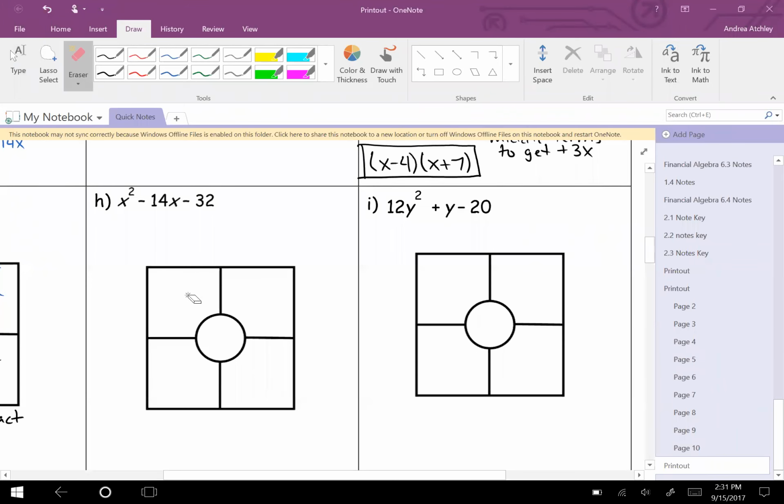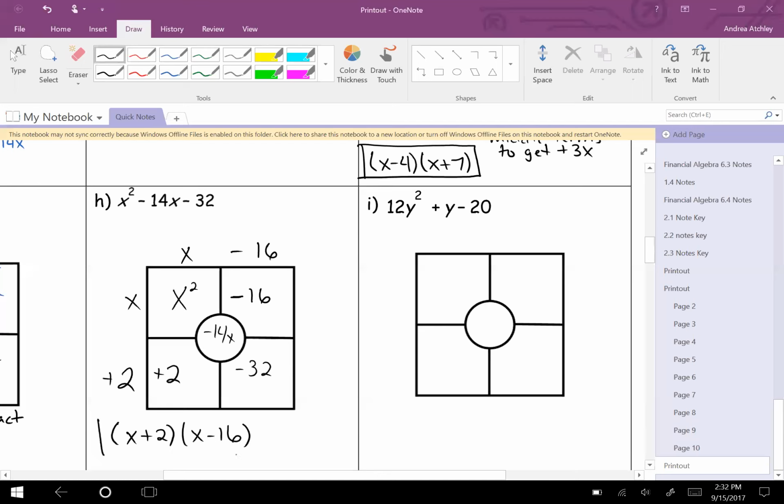So we have our x squared, negative 14x, and negative 32. We should have x, and most of you came up with the 16 and the 2. The 16 needed to be negative because the middle term was negative, and the bigger number gets that sign. So 2 is positive and the 16 is negative. So my factors were x plus 2 times x minus 16. Any questions over that?